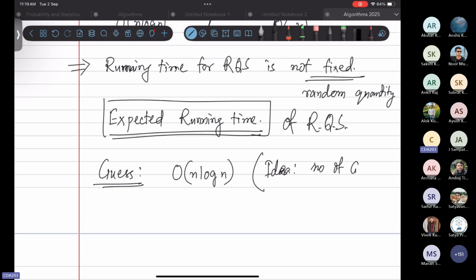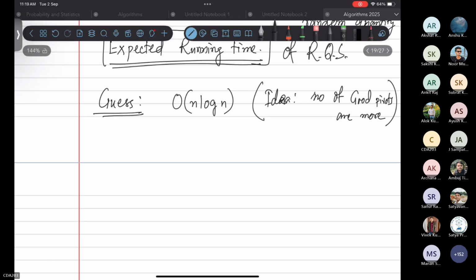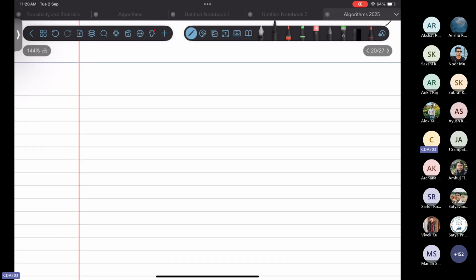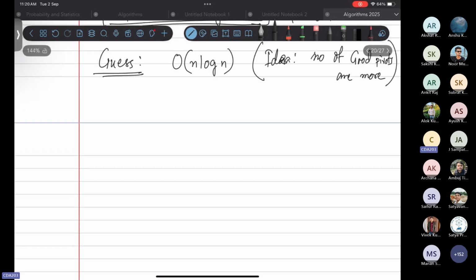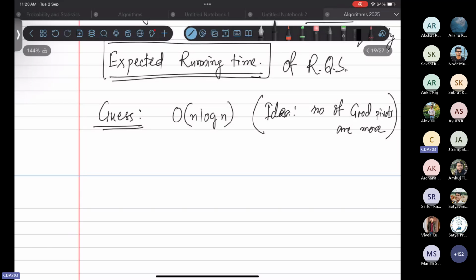The number of good pivots are more. That is why on an average, we are going to have n log n. Right? Okay. So now let me do all these calculations. This is the idea, but not the exact proof. What we do next is we'll try to figure out what's the expected runtime of this algorithm. We're going to show that it's going to be n log n.